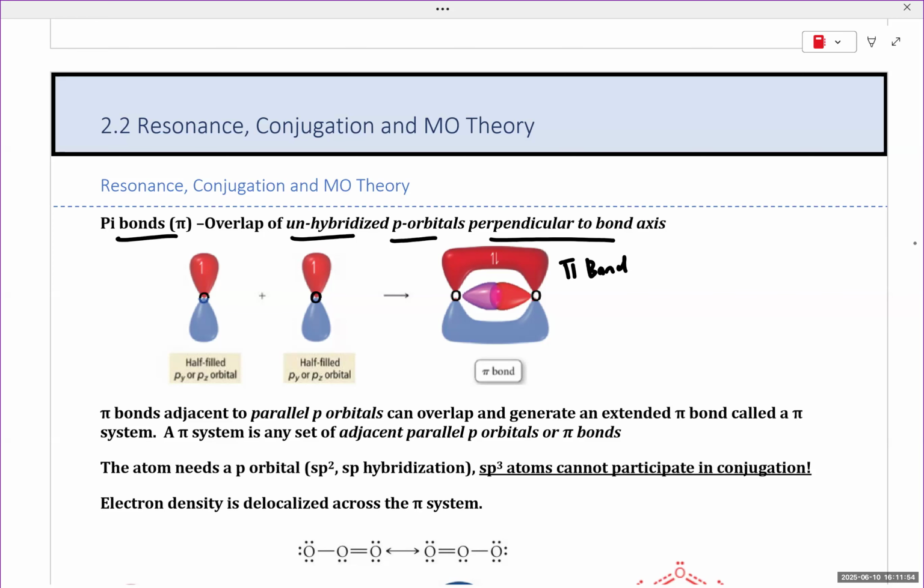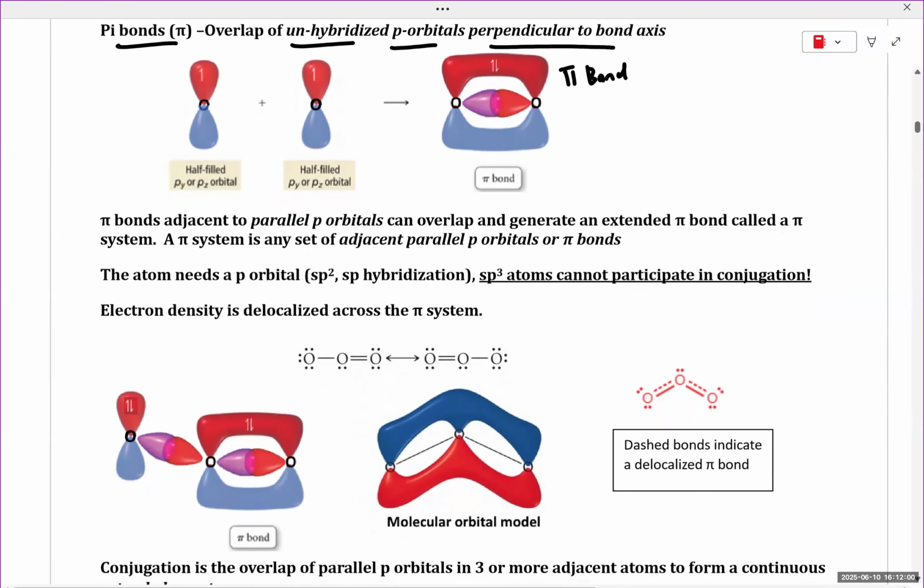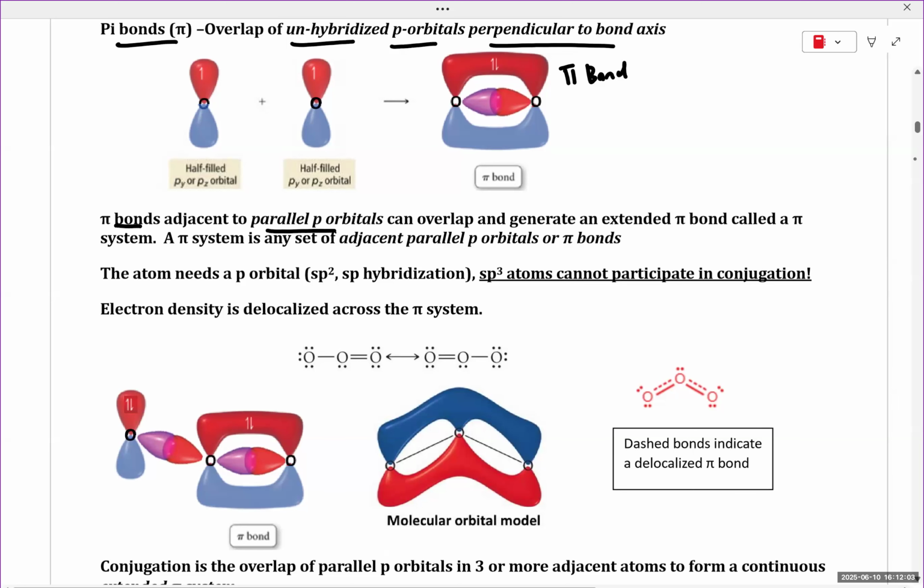We can extend this idea to what are known as pi systems, where pi bonds adjacent to parallel p orbitals can overlap and generate an extended pi bond called a pi system. A pi system is a set of adjacent parallel p orbitals or pi bonds. Importantly, in order for an atom to participate in conjugation, the atom needs an available p orbital and thus requires an sp2 or sp hybridization. sp3 atoms cannot participate in traditional pi systems and traditional conjugation.